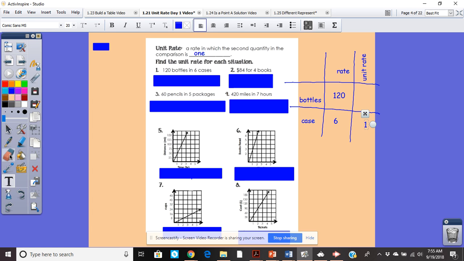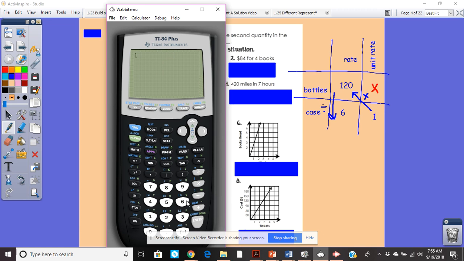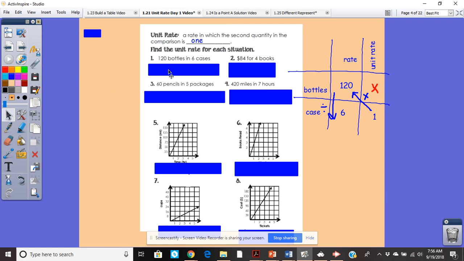So to solve these, we cross multiply. So I'm looking for the unit rate here. So I'm going to cross multiply. So 1 times 120, and that's going to give me a 120. And then your final number you divide by. So this just kind of gives you a format that you can use. So if I would do this, I would do 1 times 120, and then I would divide by 6. And that gives me a unit rate of 20. So in words, what that looks like is 20 bottles per case.